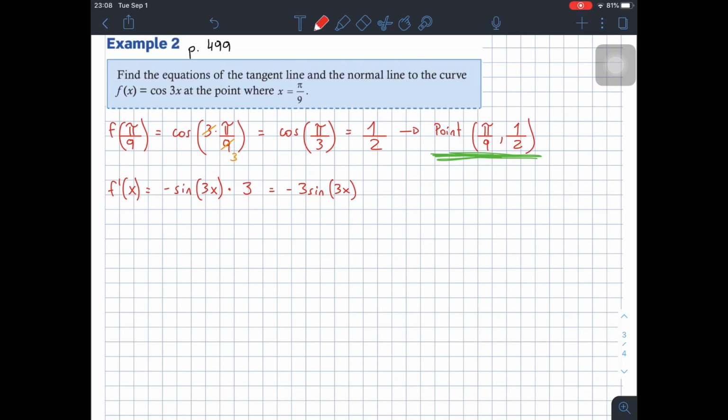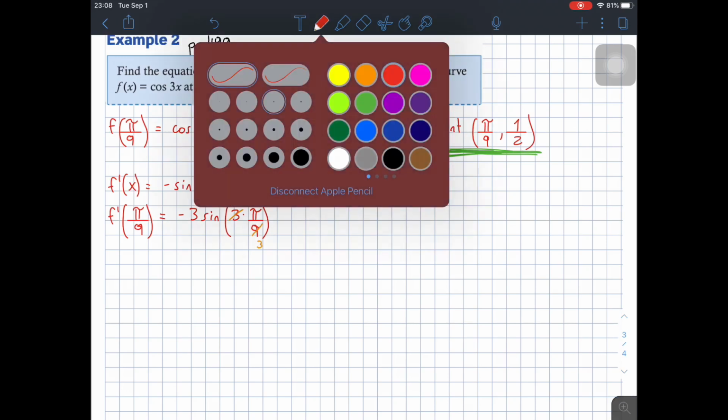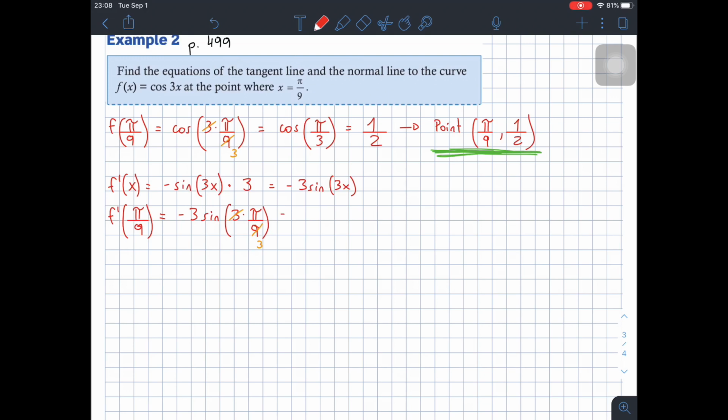Okay. Now, in order to be able to find the value of the slope, I need to replace the given value of x, which is pi over 9, into the gradient function, into the first derivative, right? So we're going to find f prime of pi over 9. F prime of pi over 9 is negative 3 sine of 3, and instead of x, we're going to write pi over 9. So same thing here. We can simplify the 3. So this is the same as saying negative 3 times sine of pi over 3.